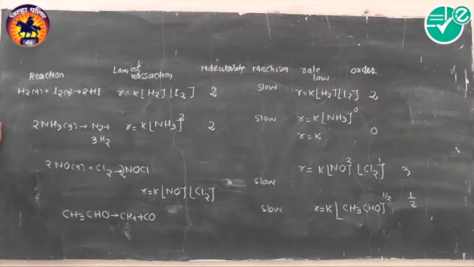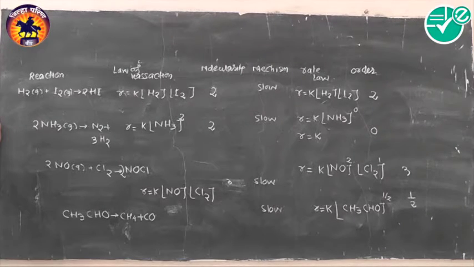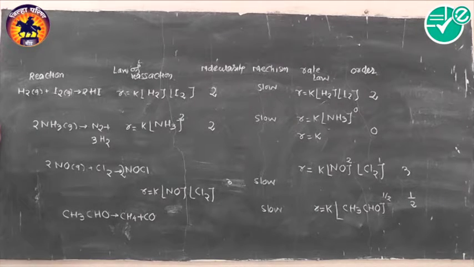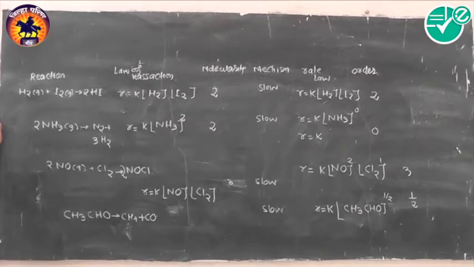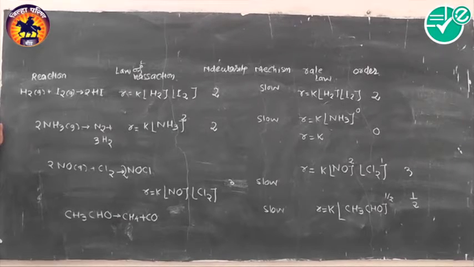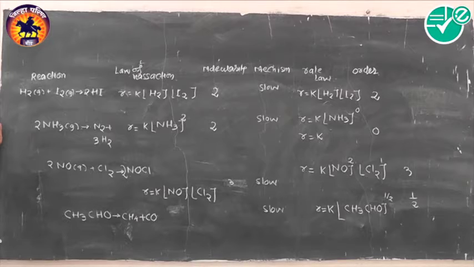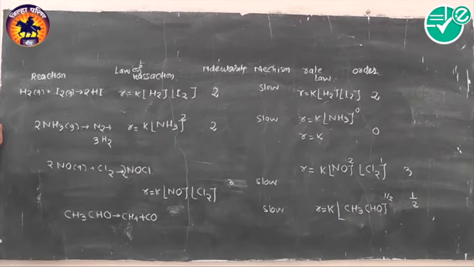The molecularity is defined as the number of reacting species simultaneously colliding with each other in the elementary reaction, while order is determined by experimental results and the slowest step of the reaction mechanism. Order is experimental and molecularity is theoretical. Order may be a fraction, 0, 1, 2, but molecularity is always a natural integer.